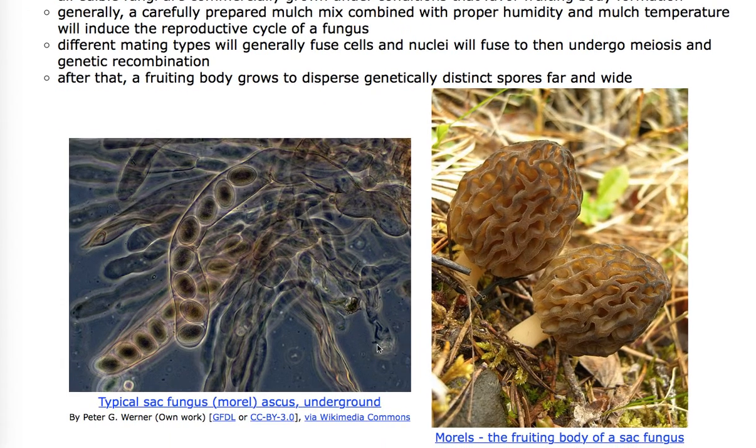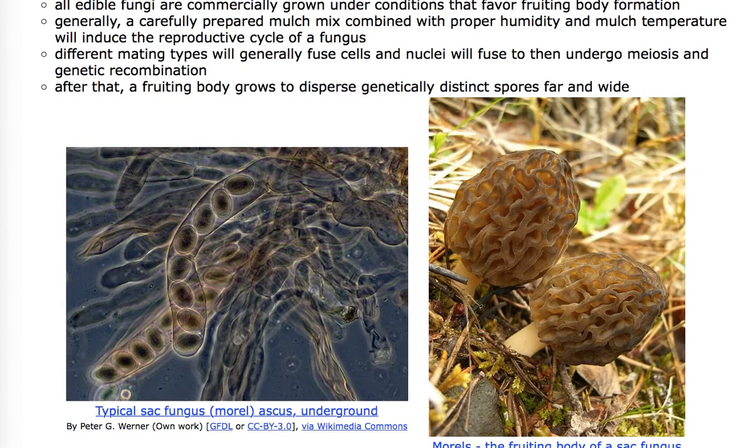So on the left over here, we have a typical sac fungus, which has reproduced, and it's made these spores. These spores have all been made from the meiosis of a cell. They're going to be thrown out into the air to grow in new environments. These are the morels above ground. This is underground. This is above ground. This structure grows so that these spores will actually have a chance to fly away.